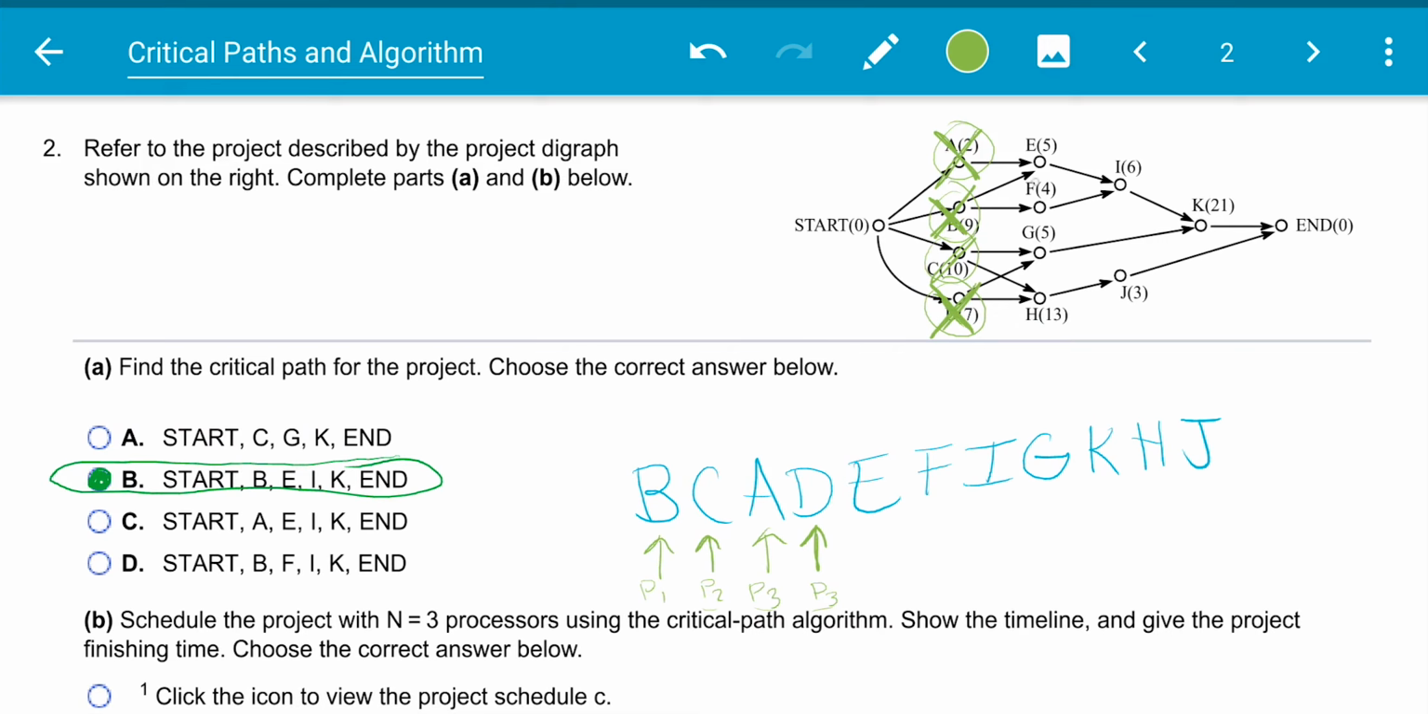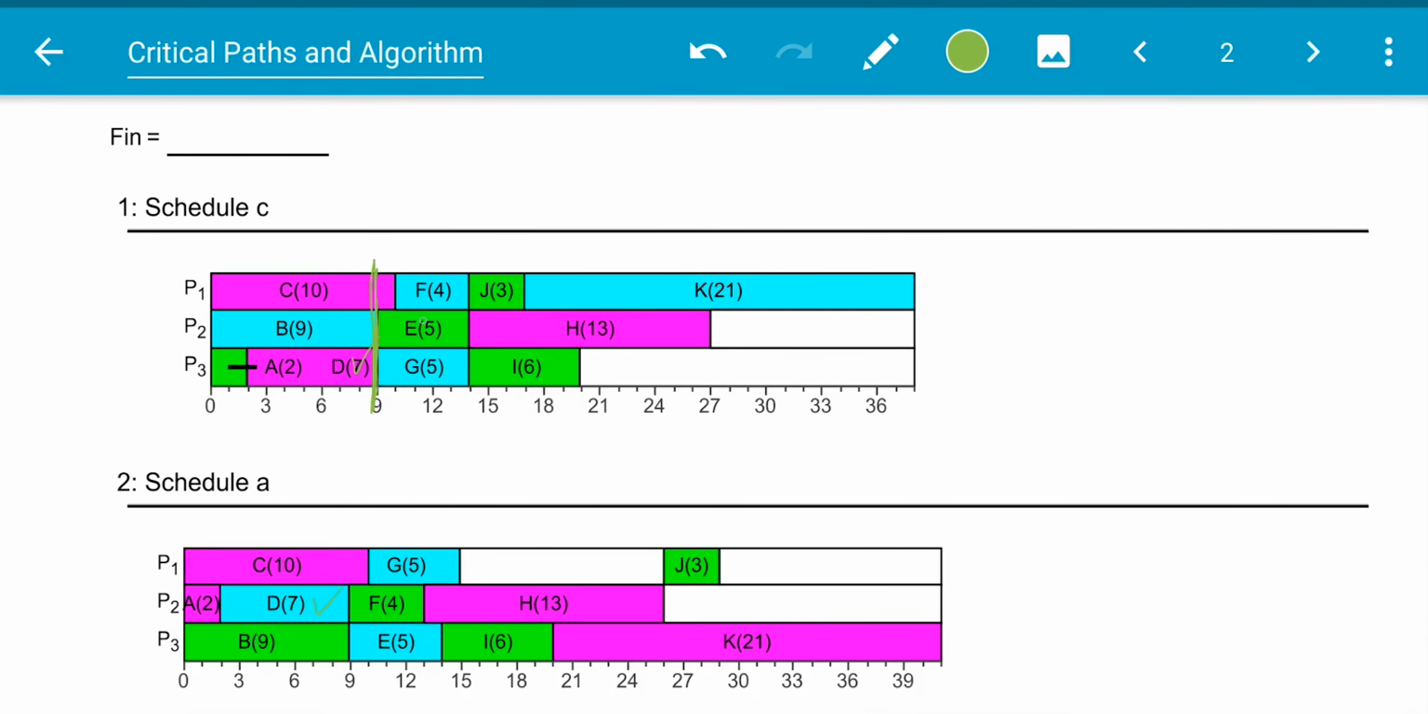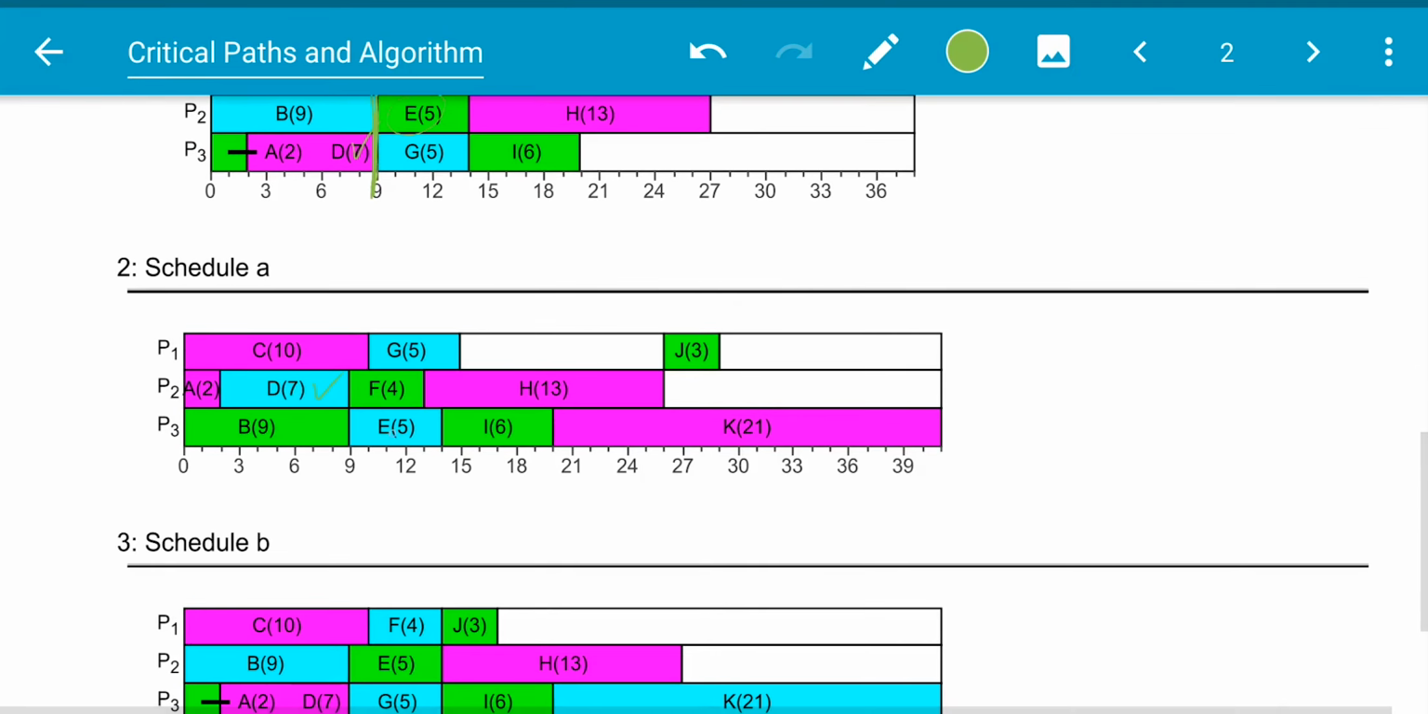Well, we finished A and B, so we can circle E. We can circle F. And since we finished D here, well, we can't circle that because we haven't finished C. So now E and F are eligible. So we're going to go ahead and put E and F on our graph. So we have E here, E and F.